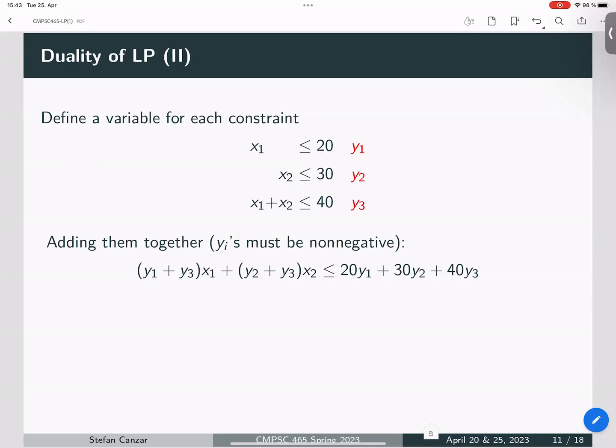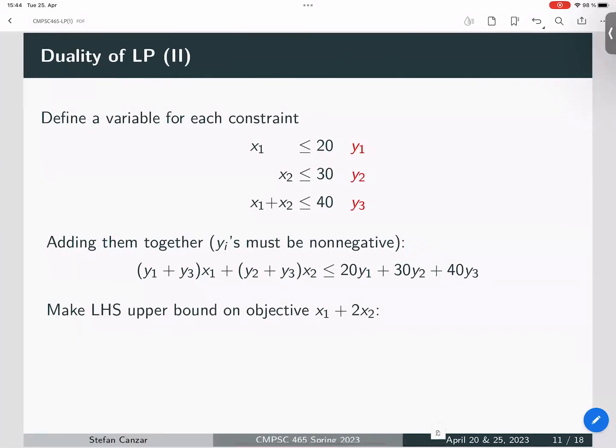So this is simply adding up, or creating the linear combination of, the left-hand side of these inequalities using these coefficients y1, y2, and y3, and resorting by x1 and x2. This is nothing else on the left-hand side. Then we do the same thing for the right-hand side. So we multiply all these right-hand sides with the coefficients and get 20 times y1 plus 30 times y2 plus 40 times y3. And this is how you create a new valid inequality for your solution.